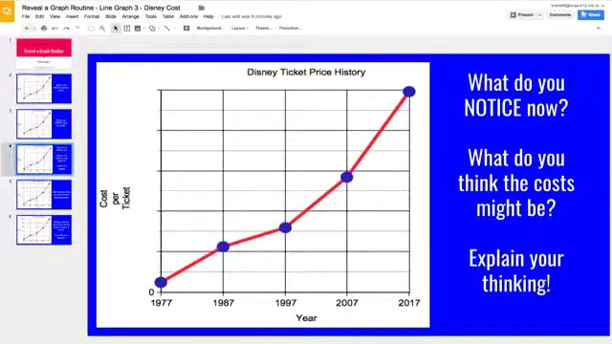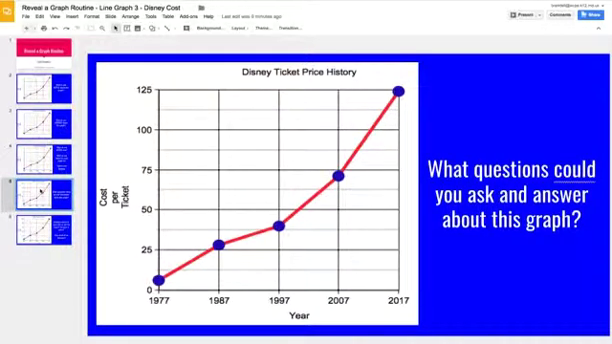So I simply give you the little prompt over here. What do you notice now? What do you think the cost might be? And of course, you want your students to explain their thinking. You could even have them jot down a little sentence to justify their thinking if you want. But really, in my mind, this is probably an oral type of routine because we do want it to be only 10 to 15 minutes. Again, you can have students turn and talk before they share out.